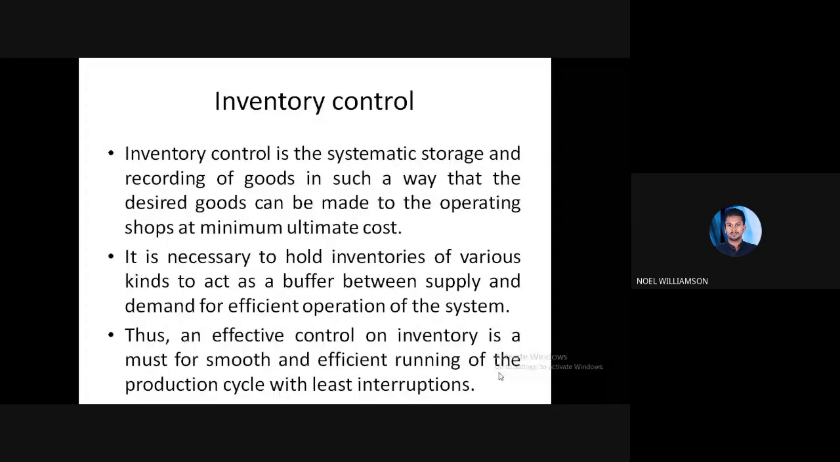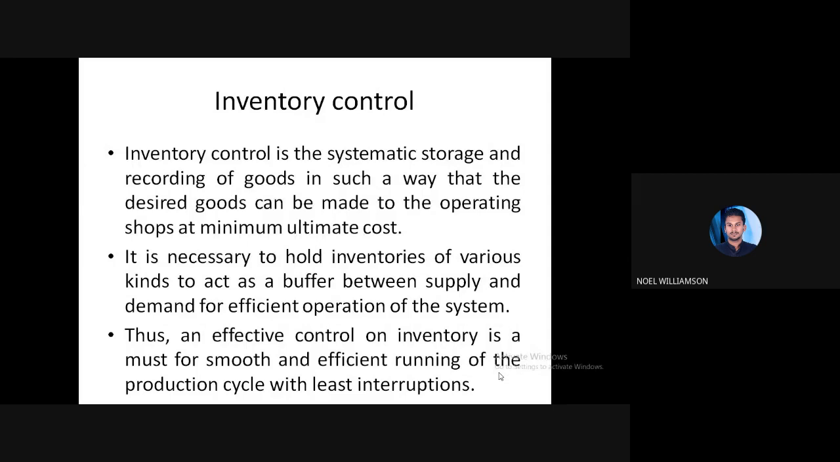So this is inventory control, and it is a systematic storage and recording of goods in such a way that the desired goods can be made available to the operating shops at minimum ultimate cost. With the minimum cost of inventory, how we can store the products, excess products, in a systematic manner, that is involved in inventory control. It is necessary to hold inventories of various kinds to act as a buffer between supply and demand for efficient operation of a system.